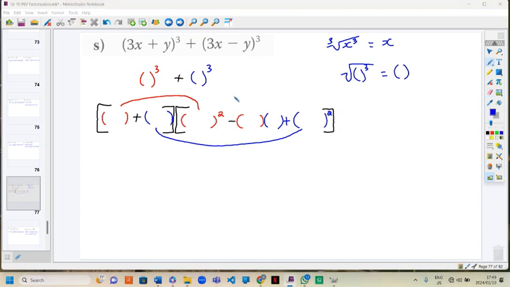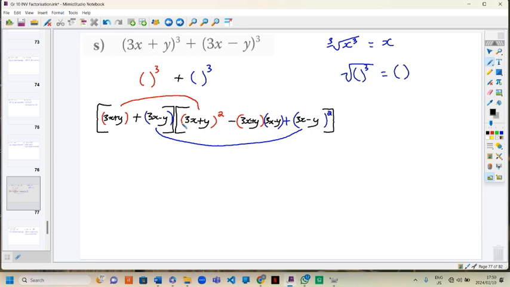Now I've got to fill in whatever was inside those brackets, because these brackets had something in them. Let's go fill those out quickly. What was in the red bracket originally? It's 3x plus y. This red bracket is also 3x plus y, and this one is also 3x plus y. And this blue bracket is 3x minus y, 3x minus y, 3x minus y.